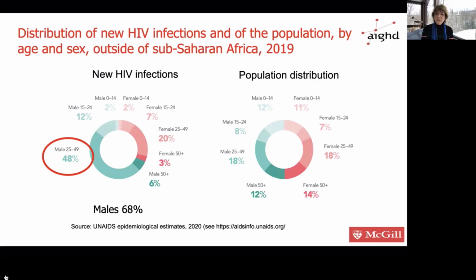So although males and females are 50-50 in the general population, among new HIV infections, men 25 to 49 constitute 48% of new HIV infections. In fact, overall males are responsible for 68% of new HIV infections.